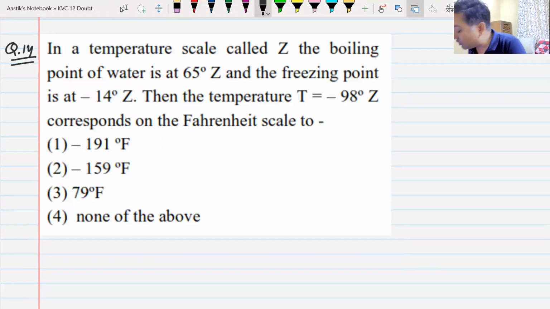In a temperature scale called Z, the boiling point of water is 65 Z and the freezing point is minus 14 Z. If the temperature is minus 98 Z, what is the temperature on the Fahrenheit scale? I'll give you 2 minutes to solve this.